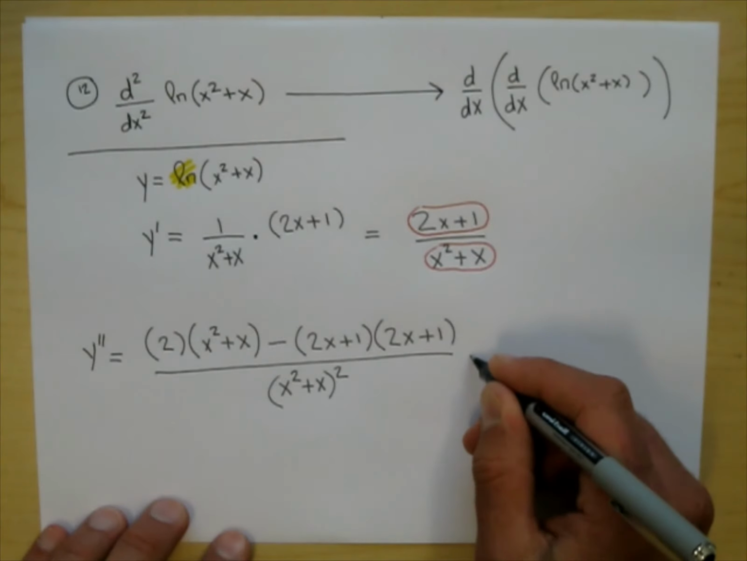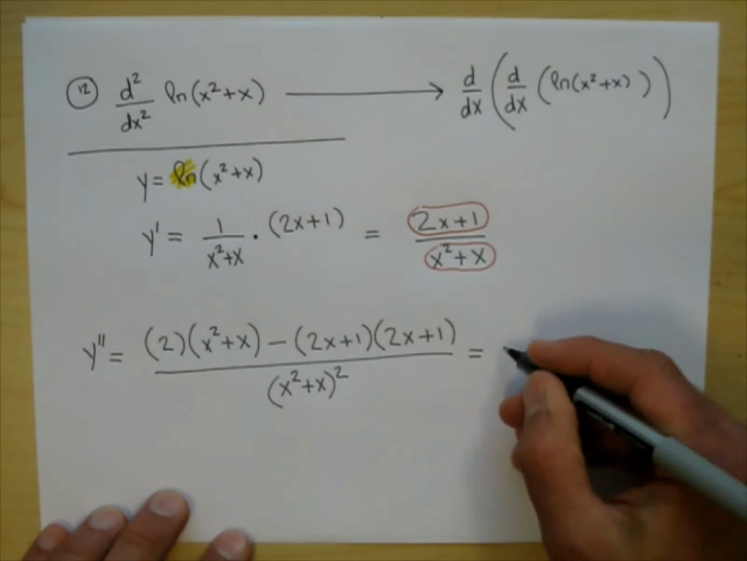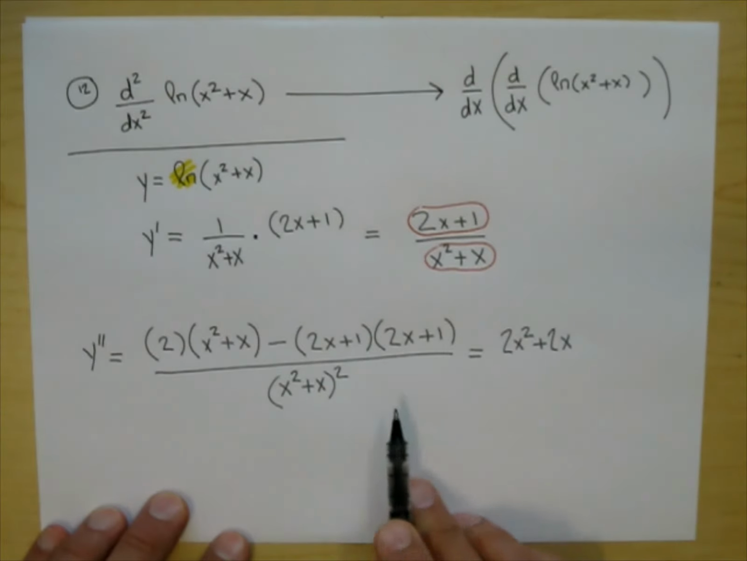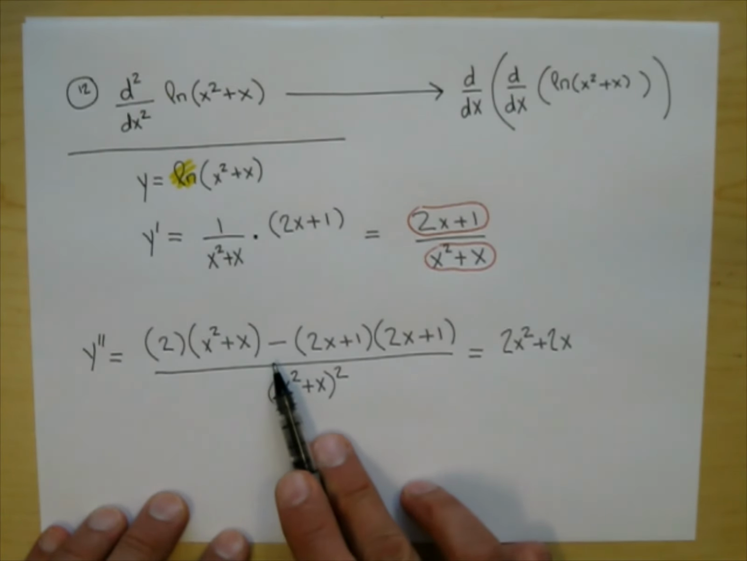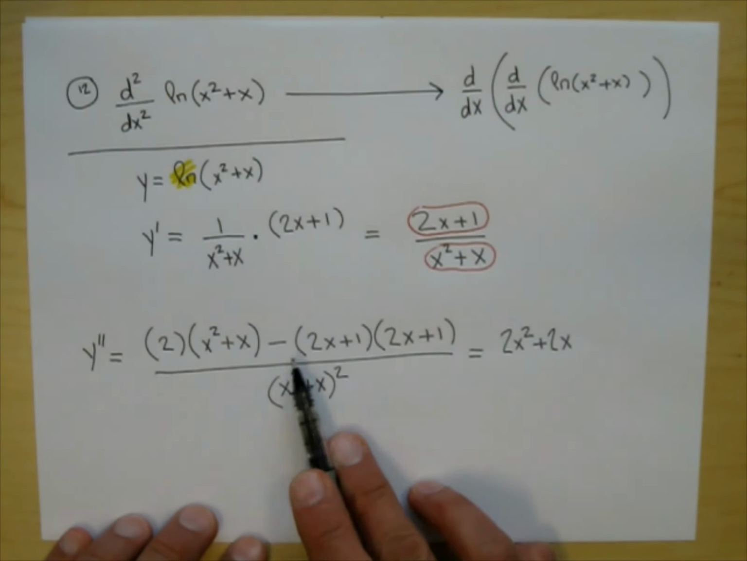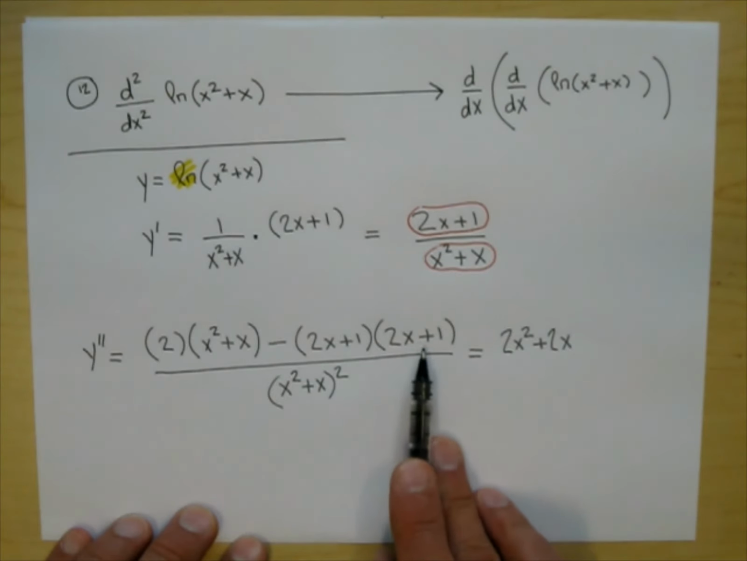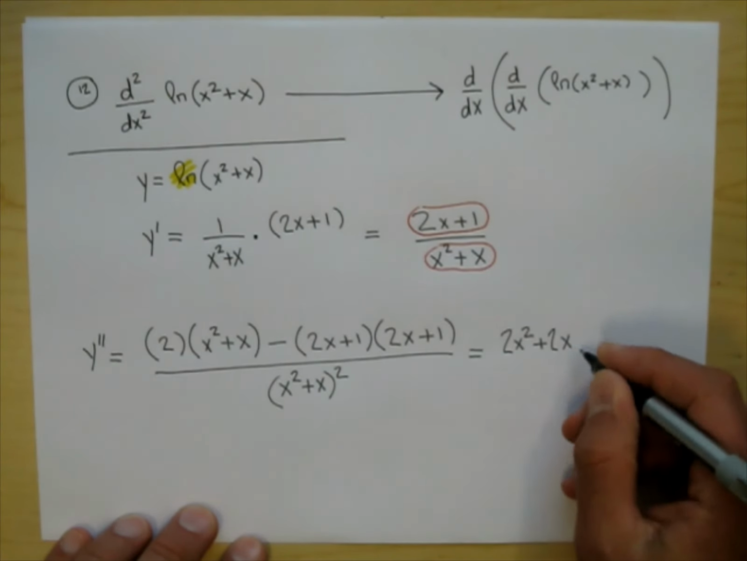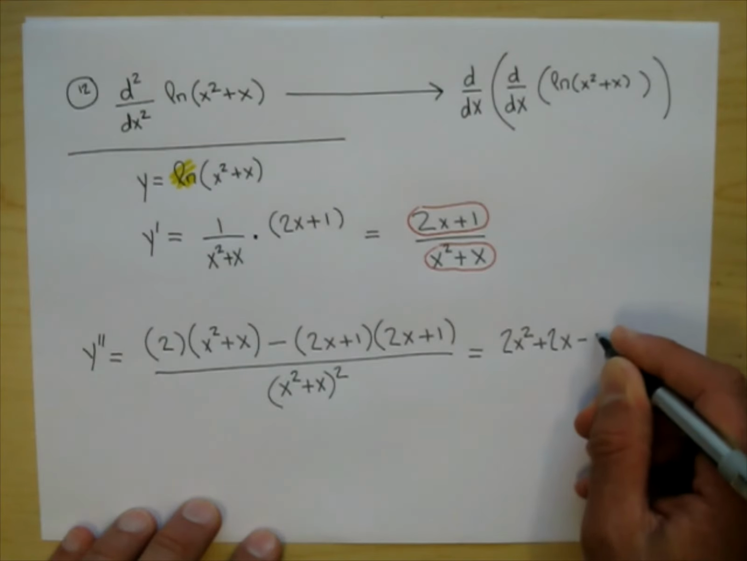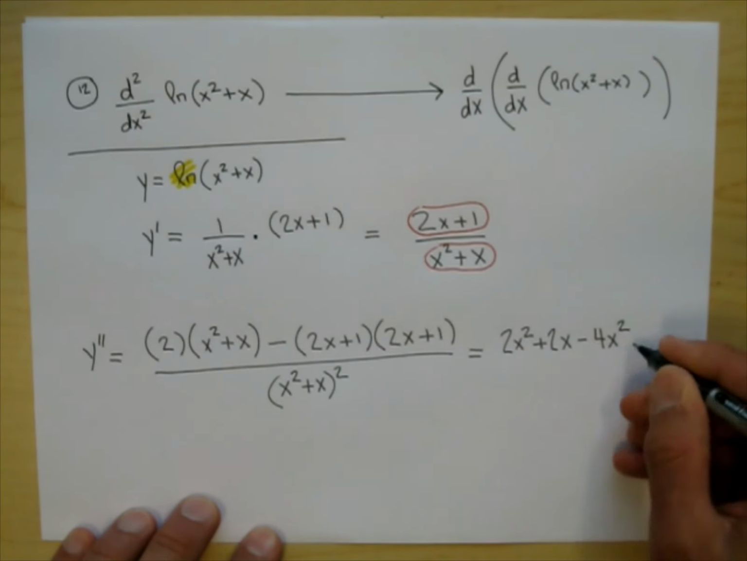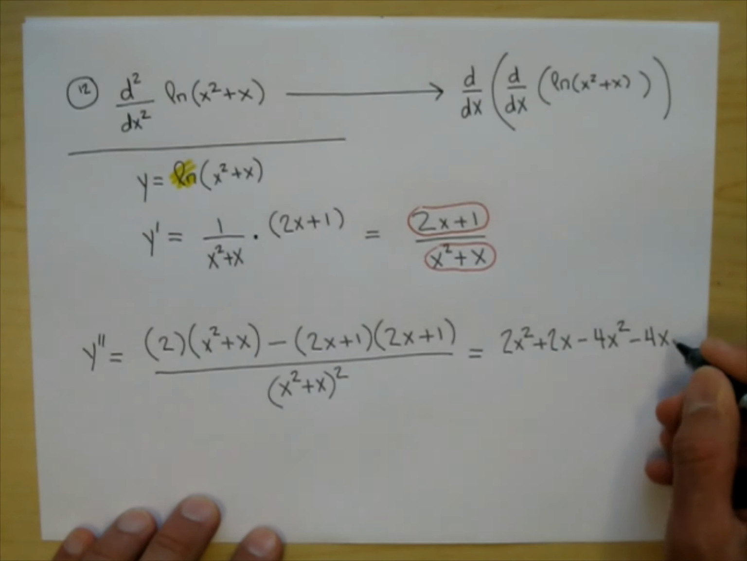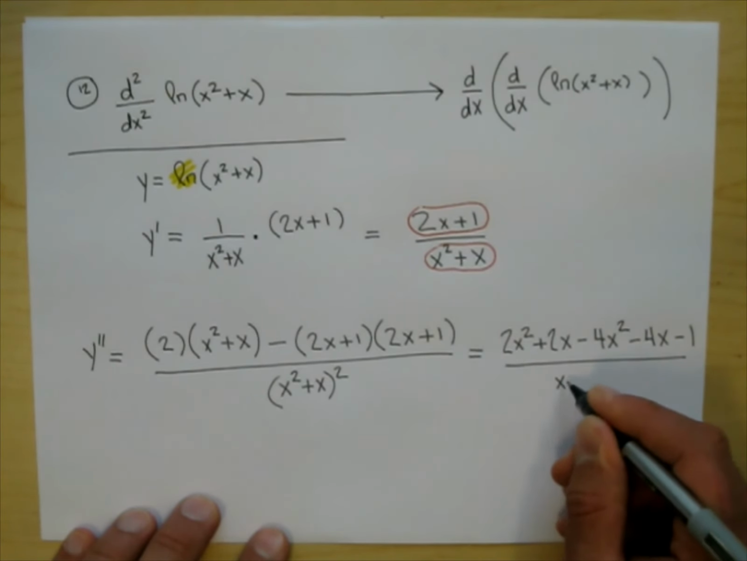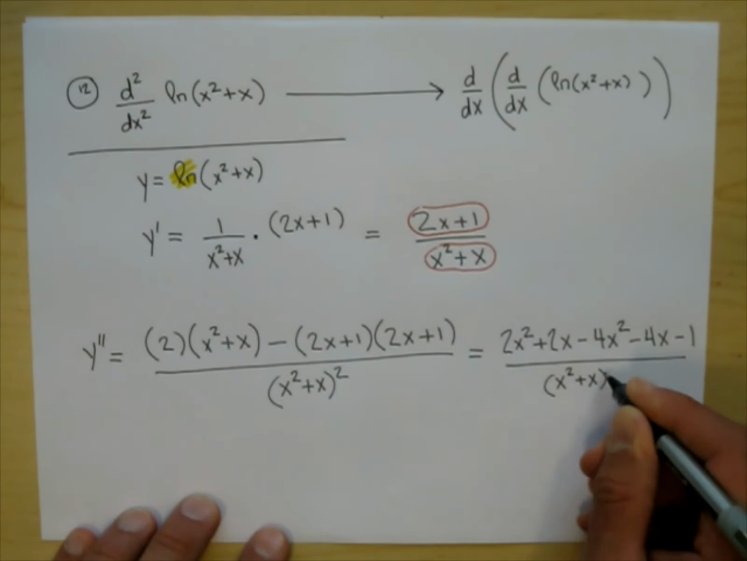So I'm going to go ahead and do lots of algebra here. Distribute the 2: 2x squared plus 2x. This is what I'm going to do. I'm going to FOIL and distribute the negative at the same time. This is a very dangerous thing to do if you are tired or drunk, so please do not do that in those situations. So I have, now watch, I'm going to mess it up, minus 4x squared minus 4x minus 1. This is all over this guy right here, x squared plus x, one of these squared.